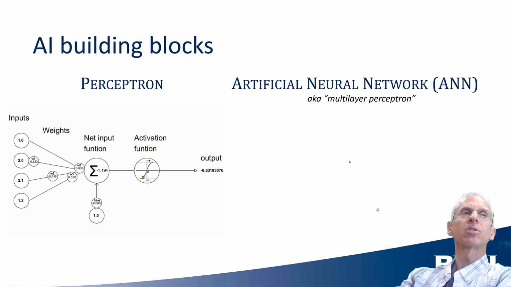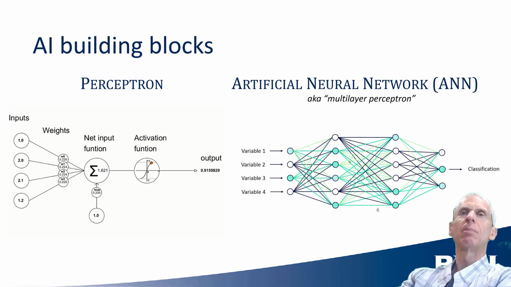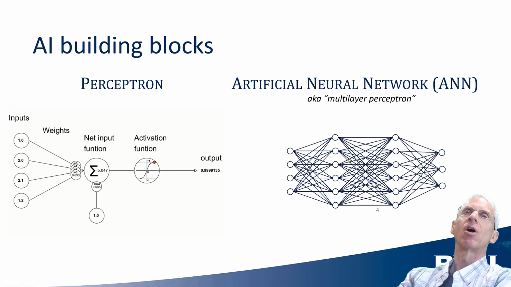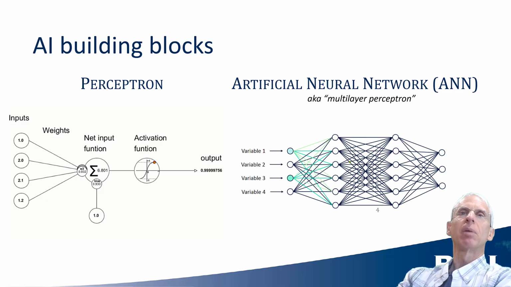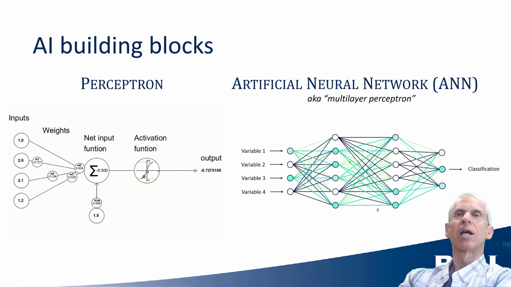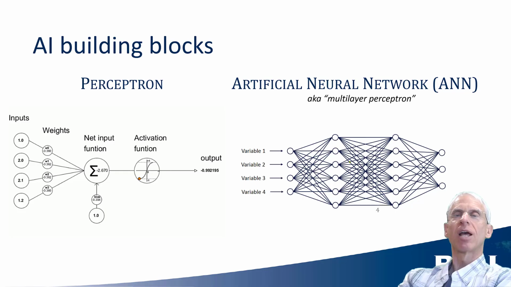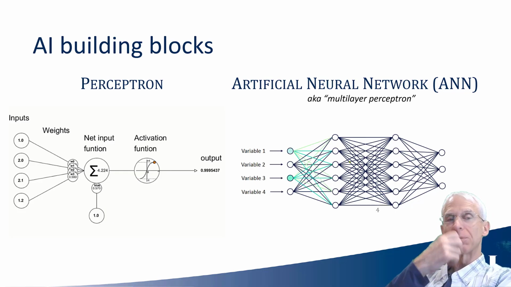So what we do is we take these perceptrons and we take a whole bunch of them and combine them into an artificial neural network where we have a bunch of numbers going in and they pass through the network through a bunch of perceptrons in layers. And so there's the first layer, the second layer, the third layer. This is a very simple example.